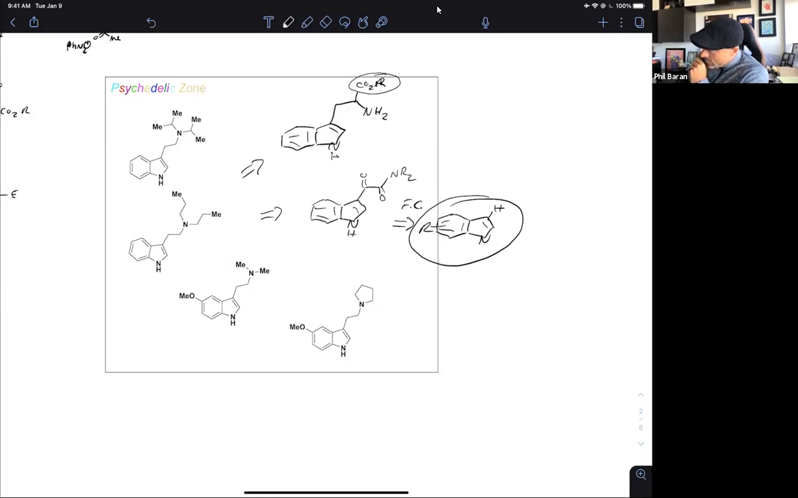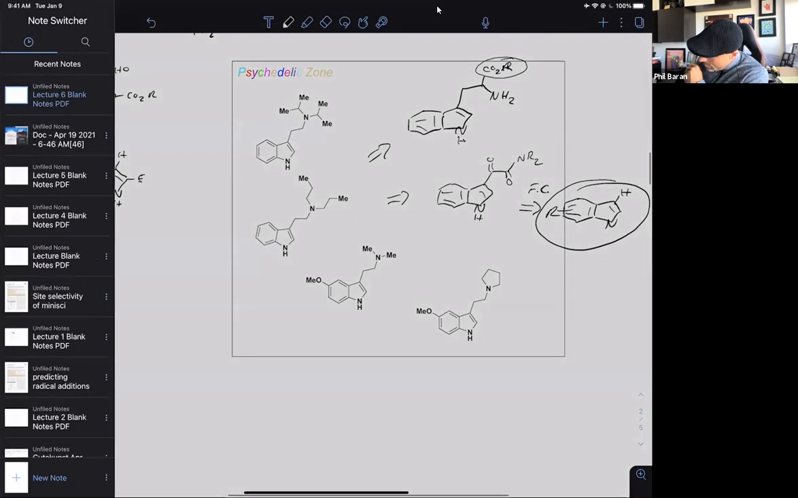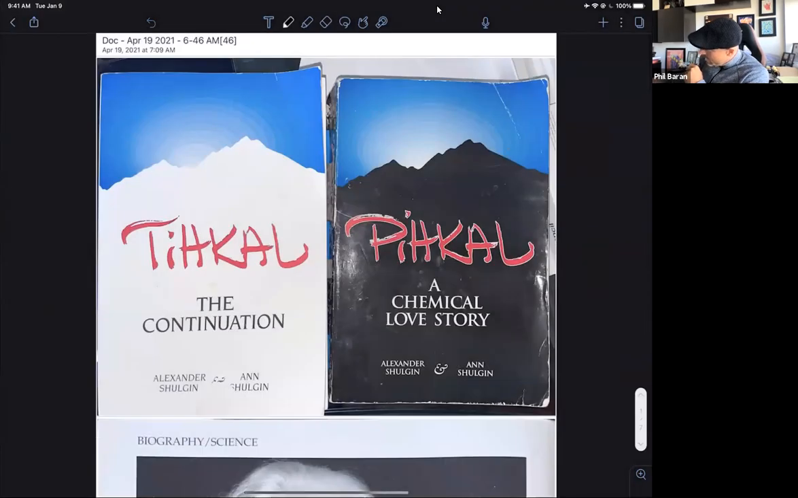Now, this is a very controversial area of science just because people have mixed feelings about these types of compounds in general. And I think something fun to note, if you're interested in this area, which is somewhat taboo, are a pair of books that are probably the most fun books I've got. If you're at Scripps and you want to borrow these books, they're in my office. You could certainly take a look at them. TIHKAL and PIHKAL stand for Tryptamines I Have Known and Loved, and Phenethylamines I Have Known and Loved. And it's a rather remarkable story.